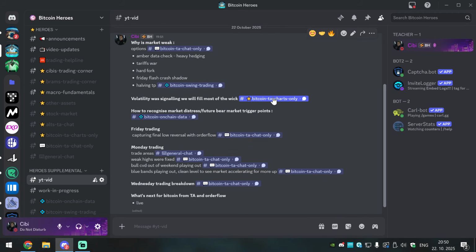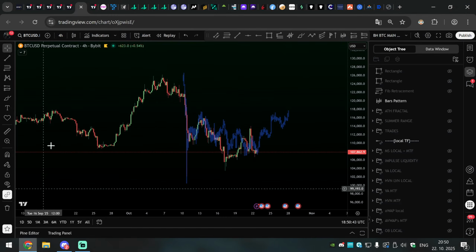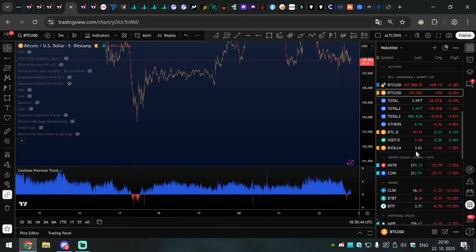So here is another post. This post was a warning to our traders when we might feel the weakness. This is based on volatility. I'm watching the volatility index. It's a very useful tool to have in your TradingView. It's here, BVOL.